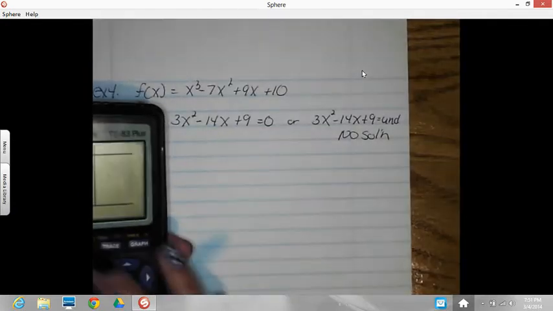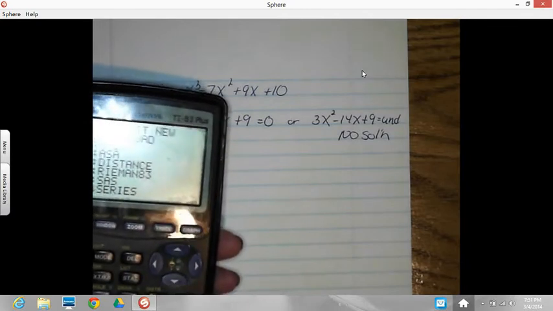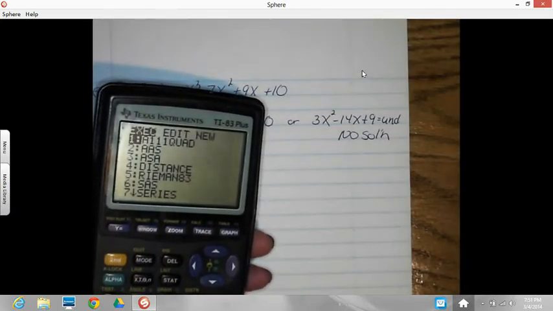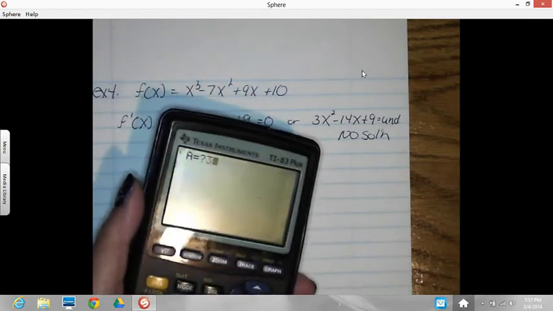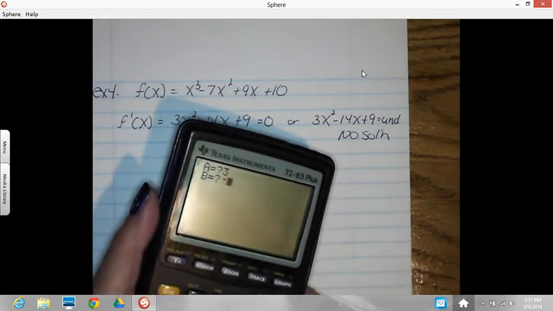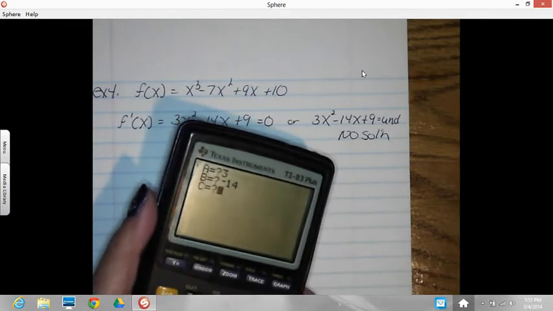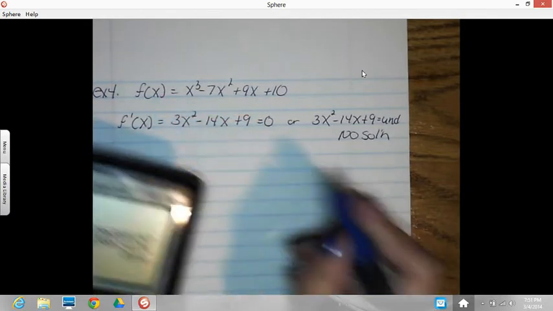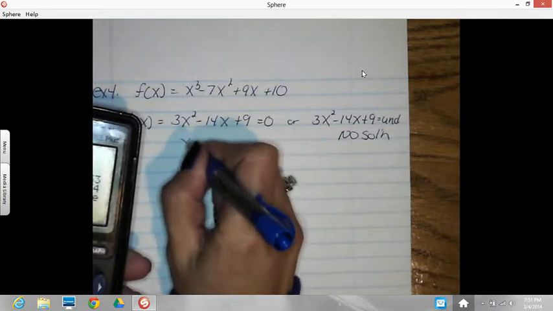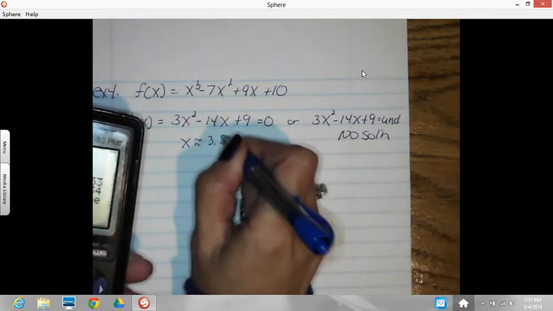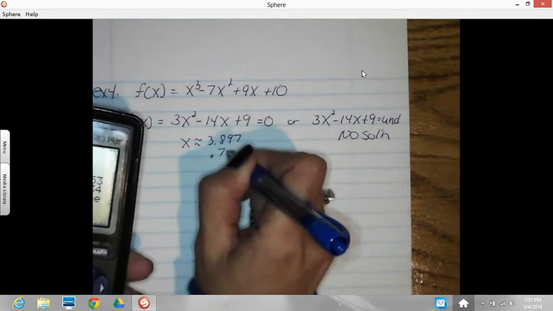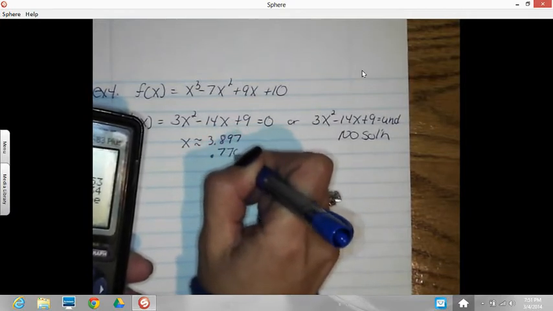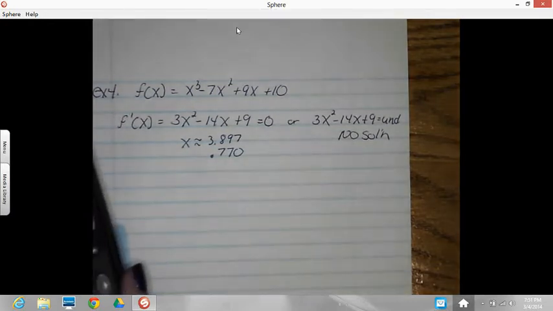So I'll go right into my program, A111 quad. A is a 3. B is a negative 14. C is 9. I got 2 zeros when x is about equal to 3.897 and 0.770. Those are rounded off.